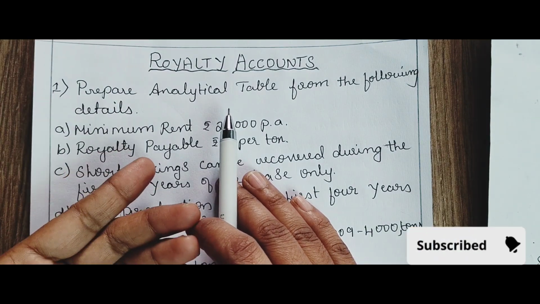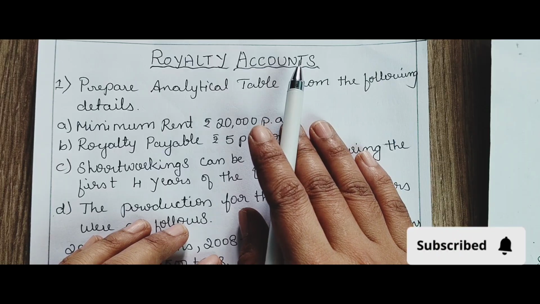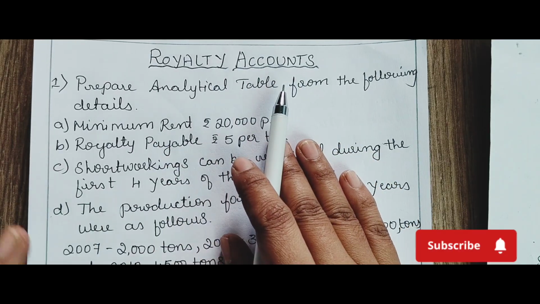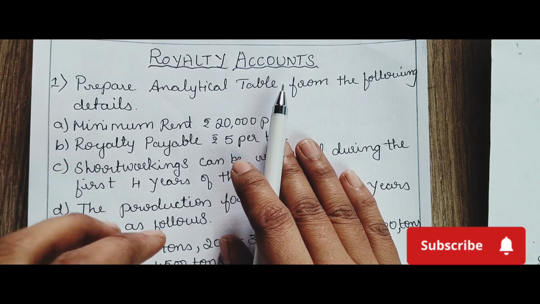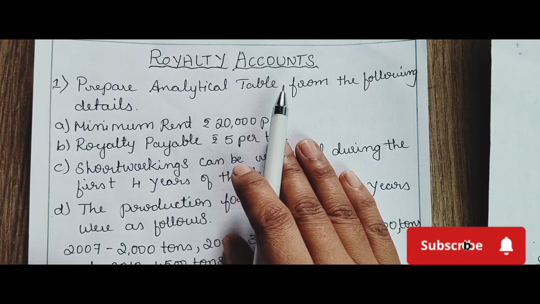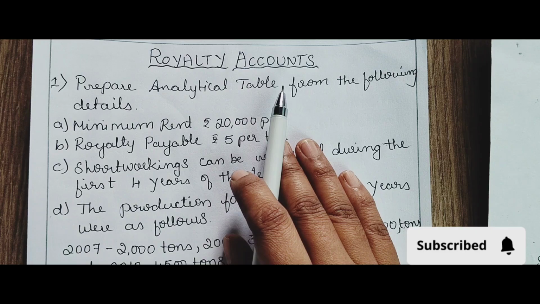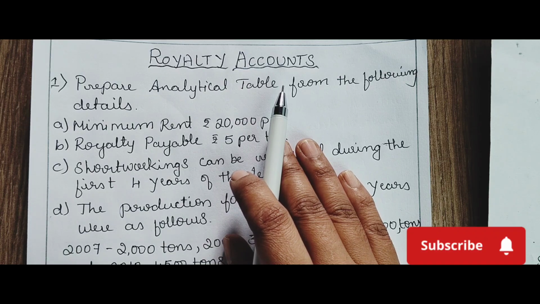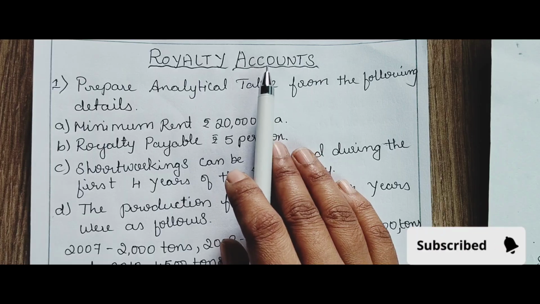In the previous video, we understood about the royalty account and the elements covered under it. So what do you mean by royalty account? It is a periodic sum the lessee pays to the lessor for the benefit which he utilized. It can be a patent, copyright, mining, books, trademark, or know-how. So that is the royalty account.